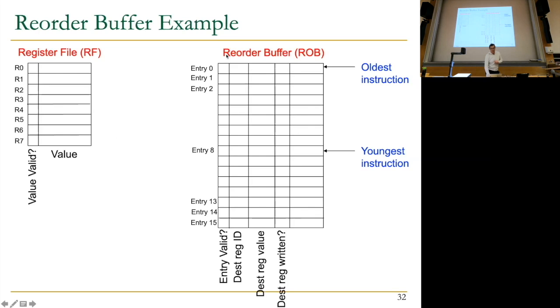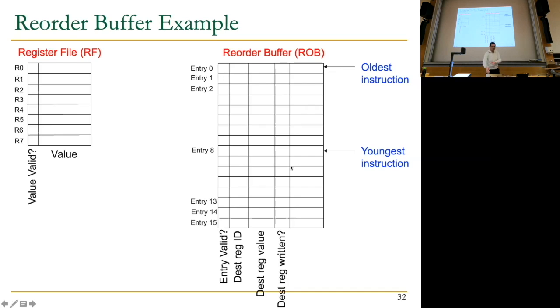And then reorder buffer also has a val bit, whether the entry is valid, whether the destination register is written, and if the destination register is written, what is the value of the destination register? And this is the destination register ID that the instruction that's allocated to that entry is writing to. And again, we have oldest to youngest instruction.